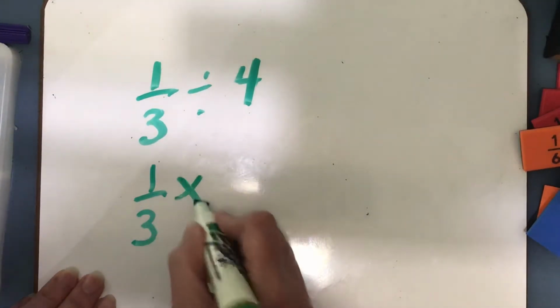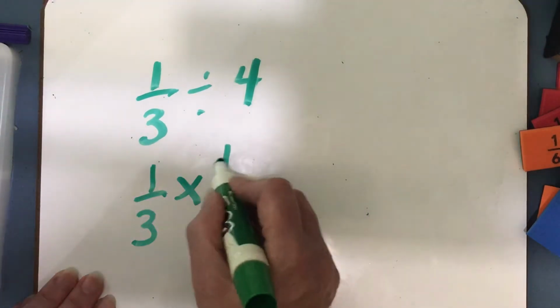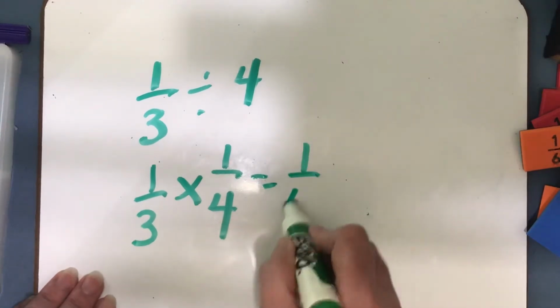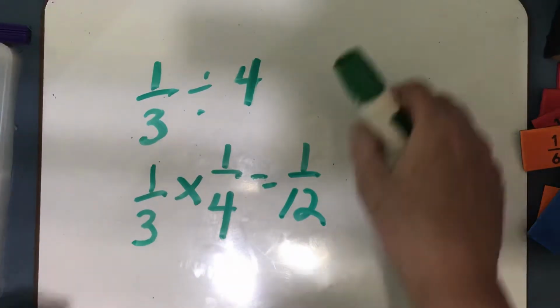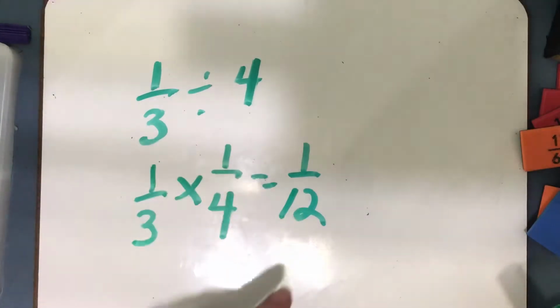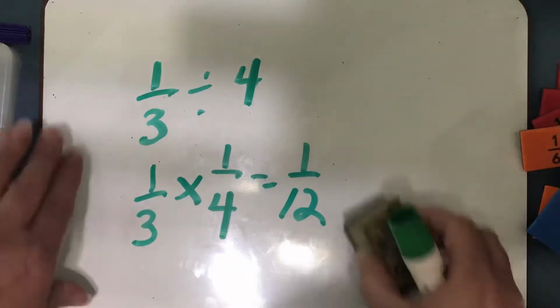I'll multiply by the reciprocal of the divisor. The reciprocal of 4 is 1/4. So 1/3 times 1/4 equals 1/12. So that means if I had 1/3 of a cake and 4 people were going to share that 1/3 piece, they would each get 1/12 of the whole cake.